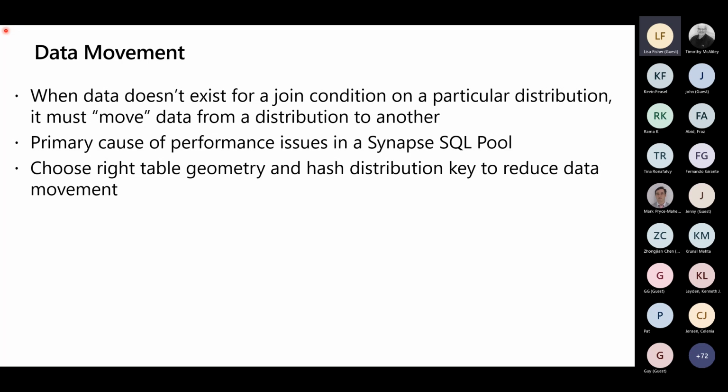Oftentimes it's because of what I said earlier, where people think about it like partitioning. And so they partition on date or something like that. By the way, in general, and not always, date is a really poor partition key in a Synapse SQL pool. So you've got to kind of change the way you think. At the end of the day, to reduce data movement, you want to choose the right table geometry and hash distribution key. You also want to make sure that your statistics are updated because that's how it makes those decisions.